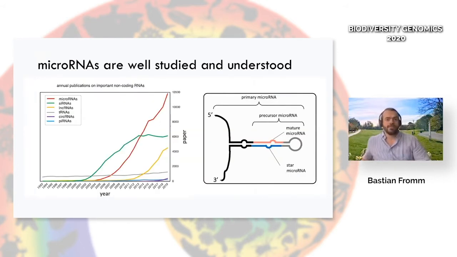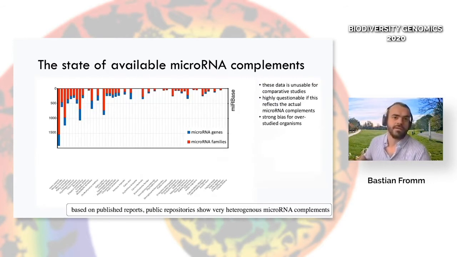And indeed, microRNAs are very well studied and actually understood. You can see on the left a graph of how many annual publications deal with microRNAs. That is 12,000 last year. And on the right, you can see that the structure and the naming and how the processing actually works is also well understood. Despite this, the available microRNA complements that are found in miRBase and the public repositories are very, very heterogeneous, and it leaves the question whether this actually is true or if this is actually a technical bias here.